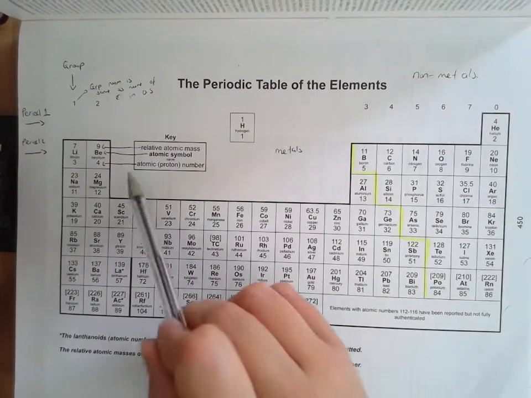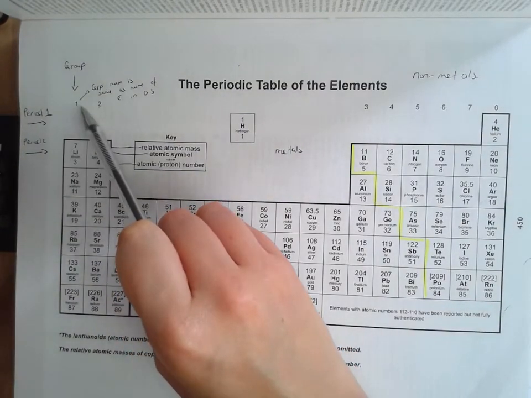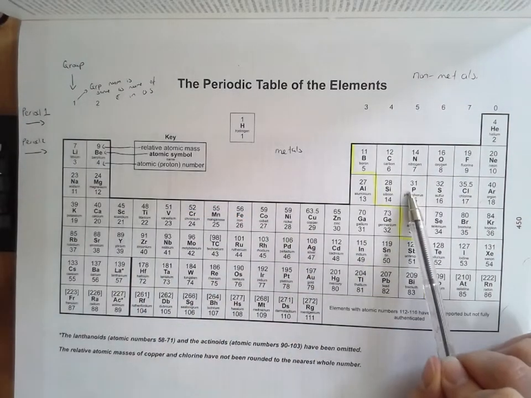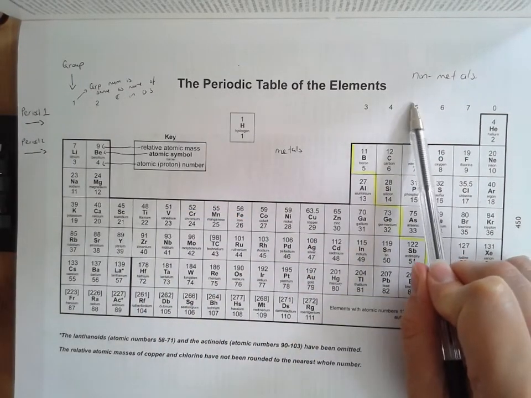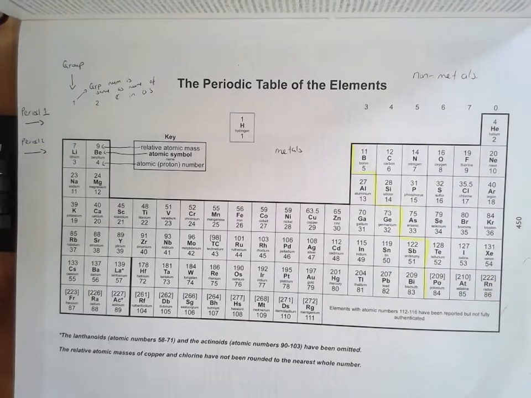Okay, so what that tells me is if I've got potassium in group 1, it has 1 electron in its outer shell. I've got phosphorus over here in group 5, it's got 5 electrons in its outer shell. I've got chlorine here in group 7, 7 electrons in its outer shell.